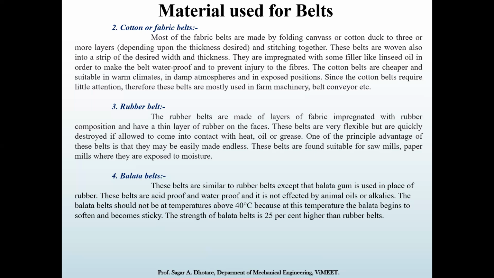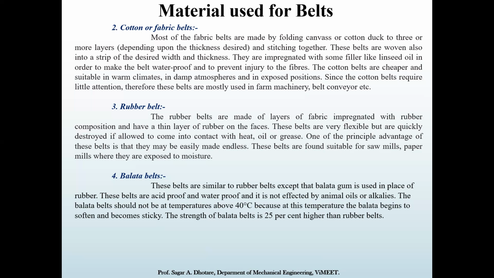Next material is the rubber belt. Rubber belts are made of layers of fabric impregnated with rubber compositions, and have a thin layer of rubber on the face. These belts are very flexible but are quickly destroyed if they come in contact with heat, oil, and gas. As the material is rubber, it is definitely volatile with temperature. Temperature variation is very much effective on the rubber belt, but very less effective on leather and fabric belts.